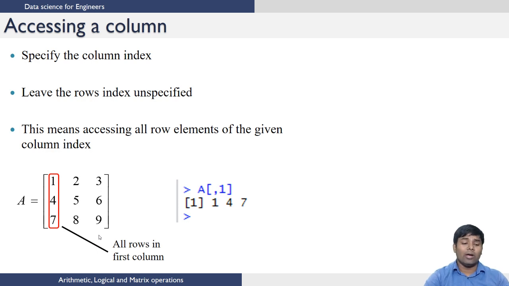Now let us see how to access a column of a matrix. So specify the column index which you want to access and leave the rows index unspecified. This means you are accessing all the row elements of a given column index. So for example, if you want to access first column of the matrix A, what you need to do is A of all the rows and first column, which will give you the output 1, 4, 7.